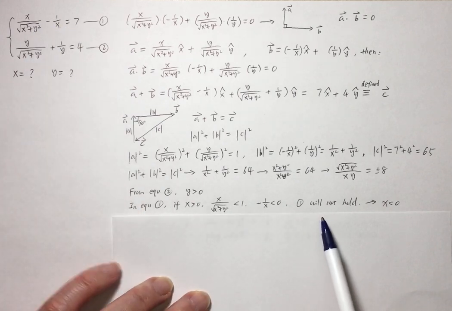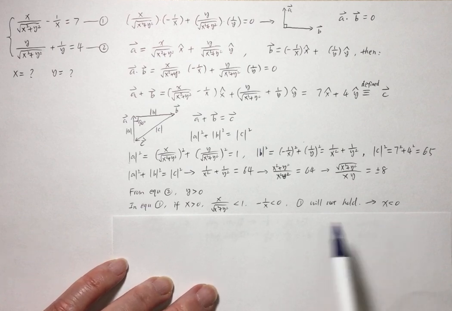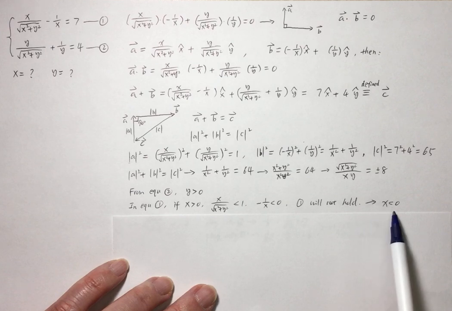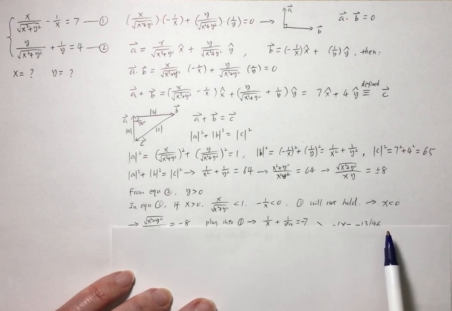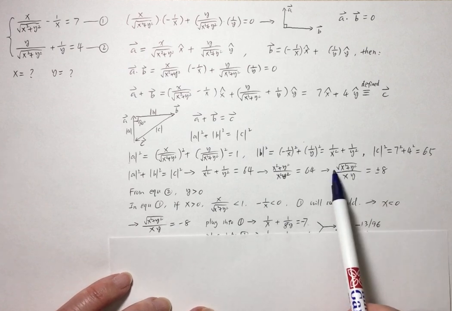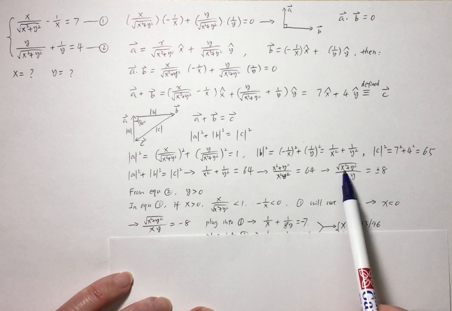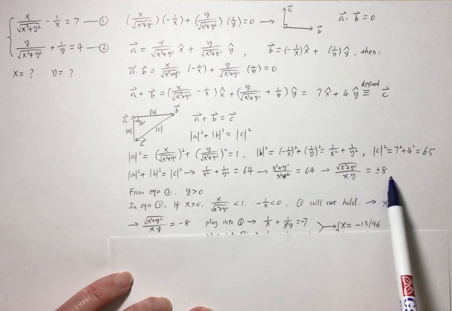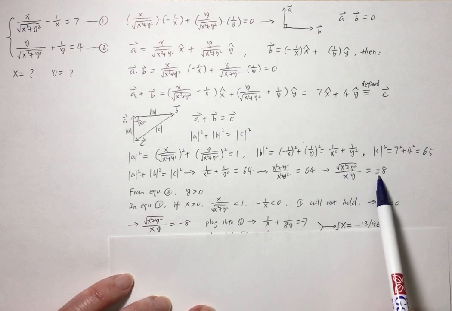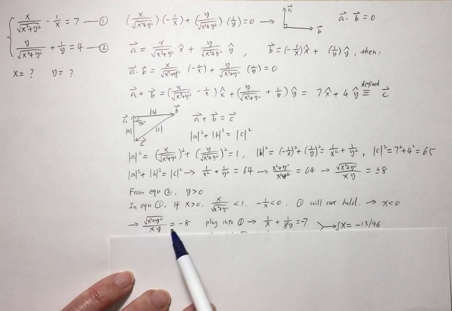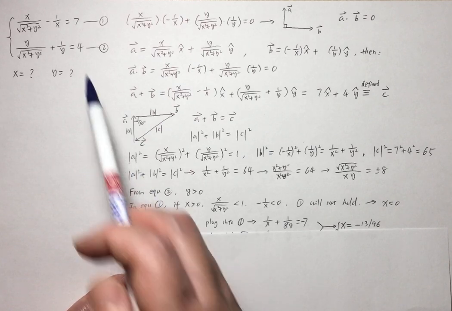So if x is greater than 0, equation 1 will not hold. So this means x is smaller than 0. So go back to this equation. The square root of x squared plus y squared over xy should be a negative value, so it should be negative 8. Now we plug these results back into 1 and 2.